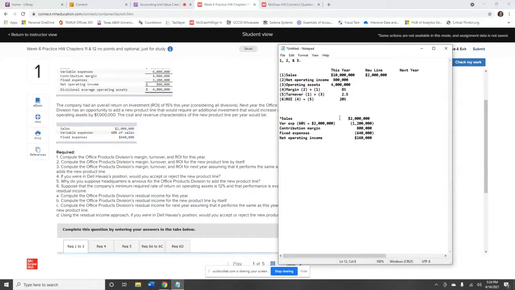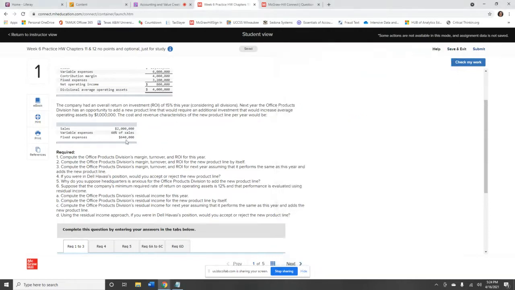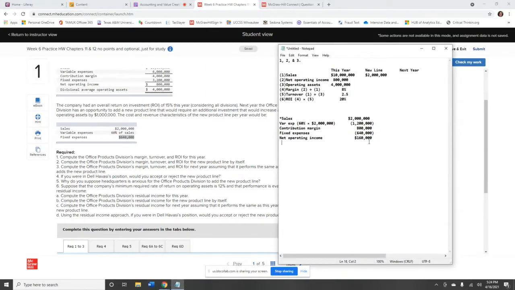Okay. Here's my sales, 2 million. My variable expenses, they told us was 60% of sales, so 0.6 times 2 million is 1.2 million. So 2 million minus 1,200,000 is equal to 800,000. And the fixed expenses, they just told us, fixed expenses are 640. So minus 640. So my net operating income for just that new product line is 160,000. So 160,000. All right, so there we go.